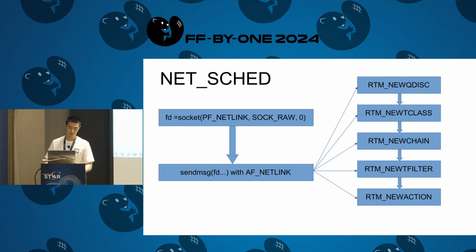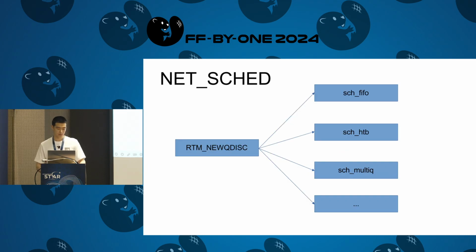So, how to use NetSchedule? First, we need to create an FD, then call sendmsg with AFL++. There are also a lot of RTMs for us to choose. You can choose to create new qdiscs, new classes, new chains, new filters, and new actions. RTM new qdiscs has many options like sch_fifo, which means first in, first out, and sch_htb, sch_multiq.